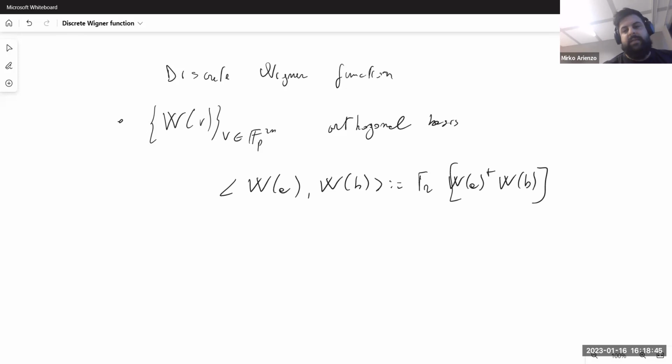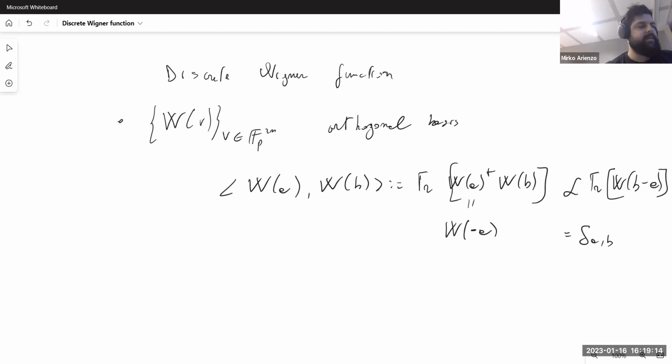You can see that this is basically proportional to W_{B minus A}. And that's because W_A dagger just needs the sign of the phase space point inverted. And this trace here is basically the trace of the identity, because these operators are traceless, except the identity.